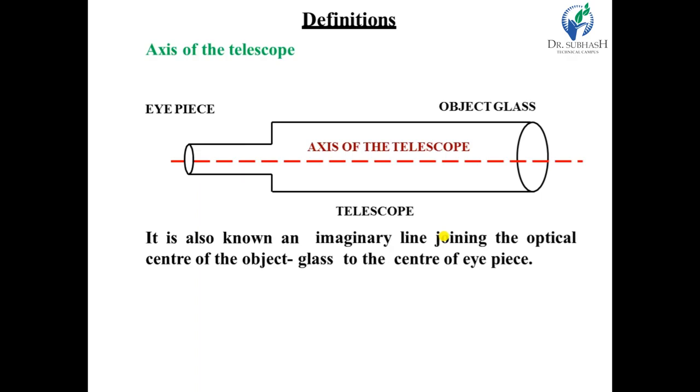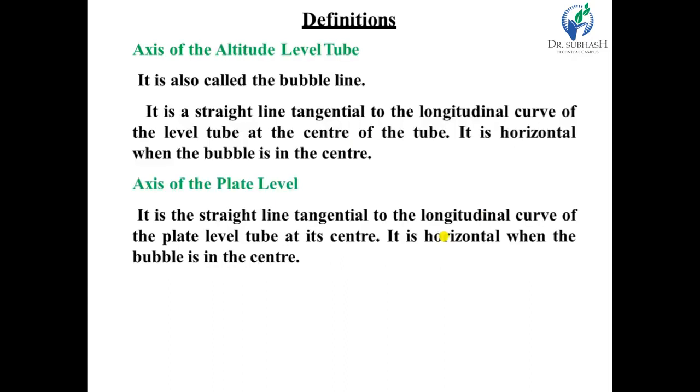Next is the axis of the telescope. The previous one was the line of collimation and line of sight, and the second one is the axis of the telescope. It is the imaginary line joining the optical center of the object glass and the center of the eyepiece. Now, next is the axis of the altitude bubble, altitude level tube or bubble tube. It is also called the bubble line. It is a straight line tangential to the longitudinal curve of the level tube at the center of the tube. It is horizontal when the bubble is in the center.